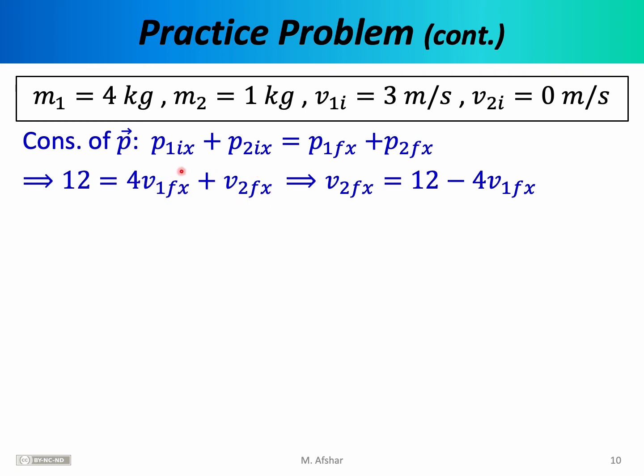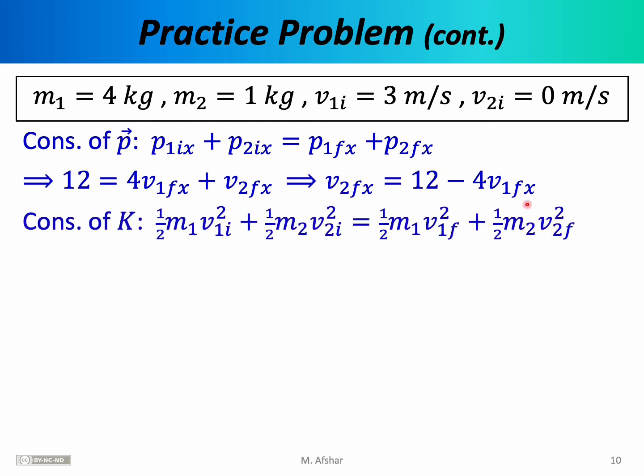I don't know what these final velocities are, so I'll just leave them as variables for the time being. Notice I have one equation with two unknowns. I cannot solve for two unknowns with only one equation. We need a second equation to solve for both of those unknowns. For now, all I can do is rearrange this equation and basically express V2 in terms of V1.